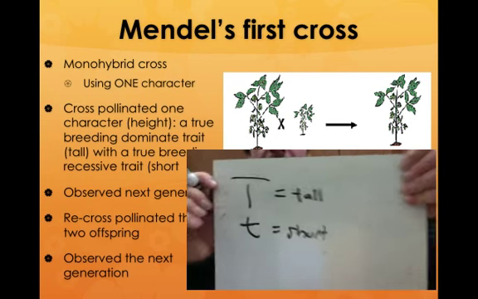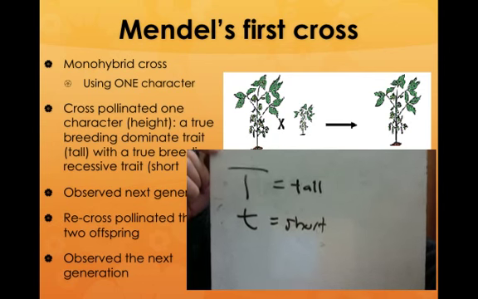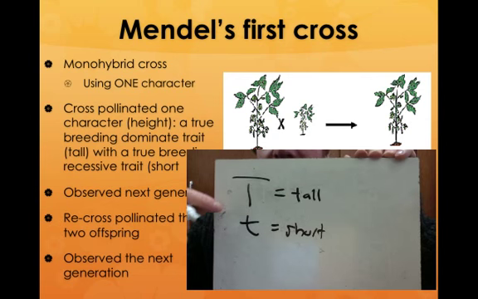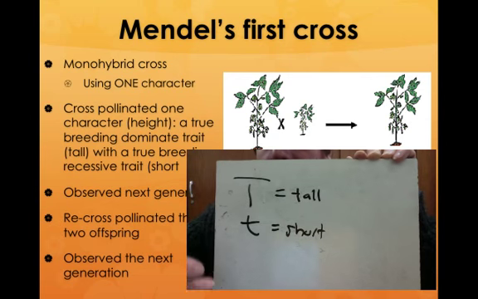Now, how did I know that? All right. Well, we just established that the tall trait was the dominant phenotype. So its allele is uppercase T. And if the short is masked in the presence of the dominant, then it's the recessive allele.